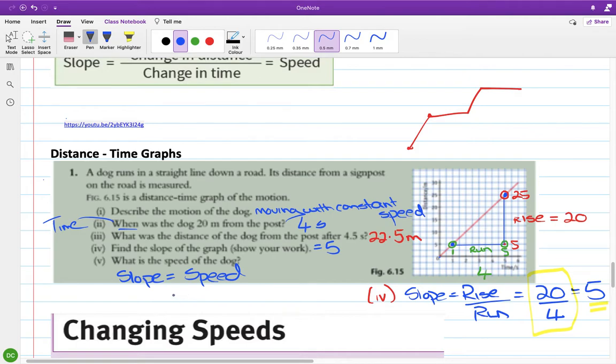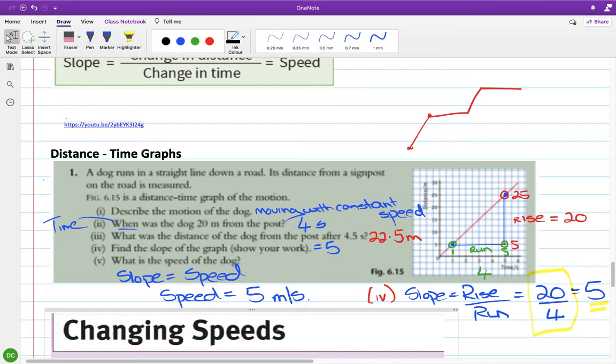So if the slope is 5, then the speed is 5. But because it's a speed now, you have to put a unit on it. So it's a speed, so the unit is meters per second. Okay, so they are all your answers. So please correct your work and let me know if there's any issues with them. And we will keep going.